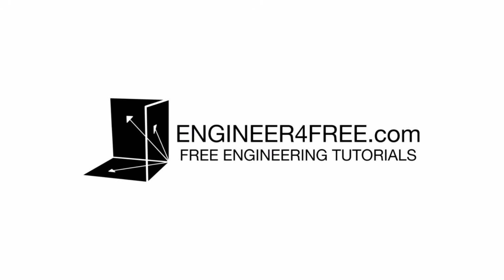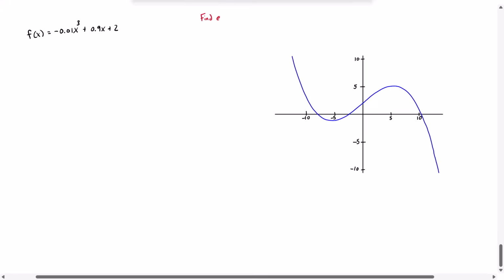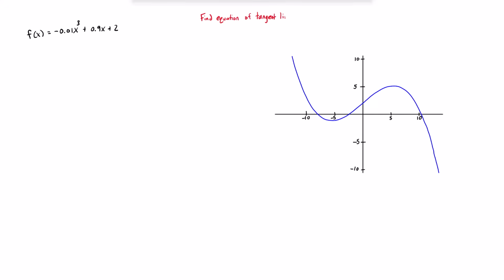Alright guys, welcome back. In this video we want to find the equation of some tangent lines of this curve at certain points. The function is f of x equals negative 0.01x cubed plus 0.9x plus 2, and we want to find the equation of the tangent lines at x equals negative 4 and x equals 8.